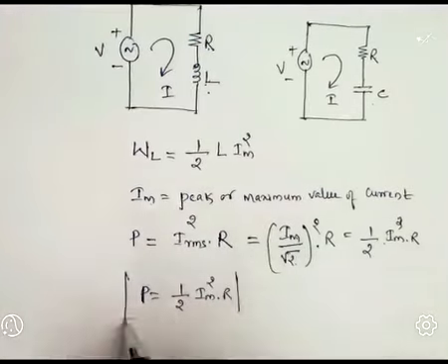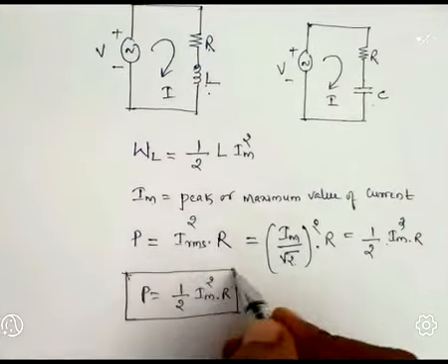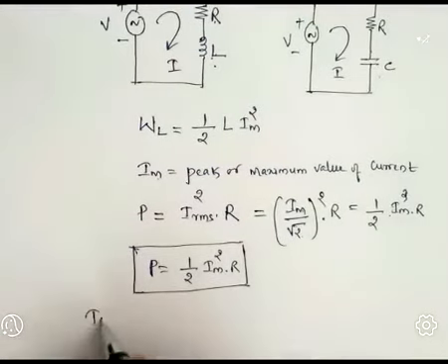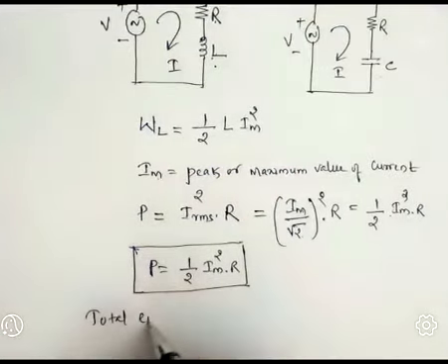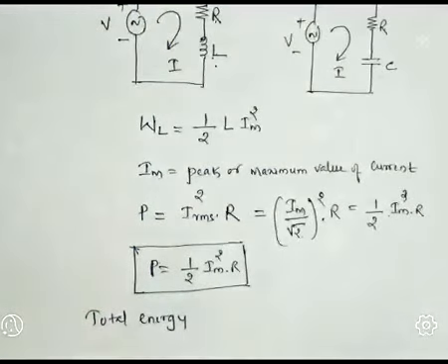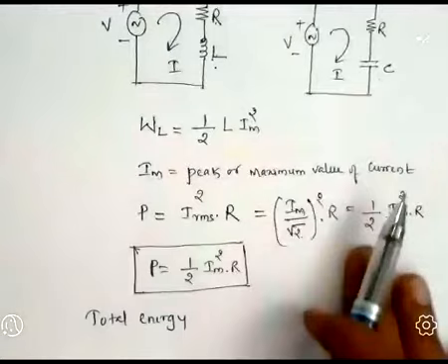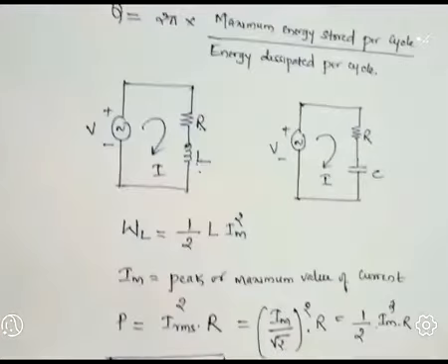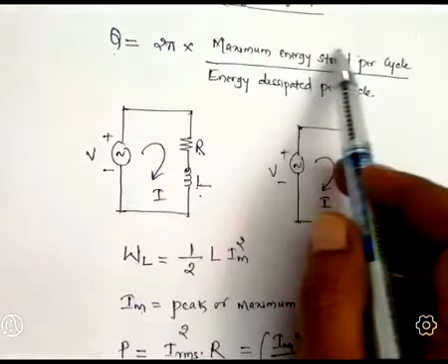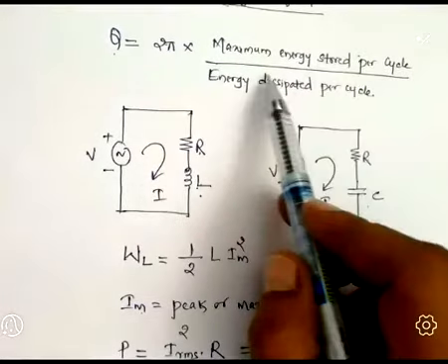Fine. Now move on to the next, that is the total energy dissipated. So what are we calculating? We are calculating the quality factor for the circuit. So quality factor equals what? Already we discussed. Quality factor is the ratio of 2 pi multiplied by maximum energy stored per cycle divided by energy dissipated.